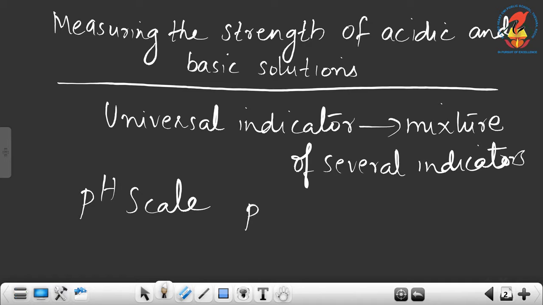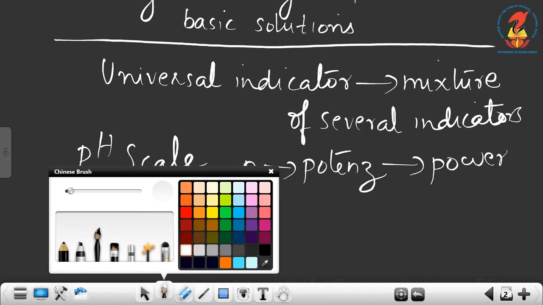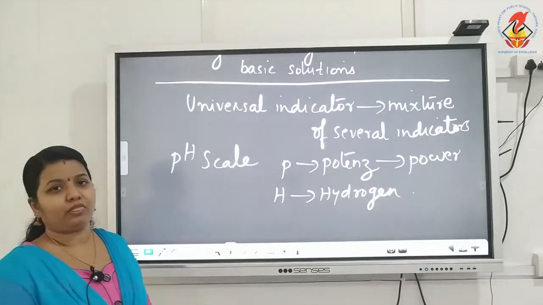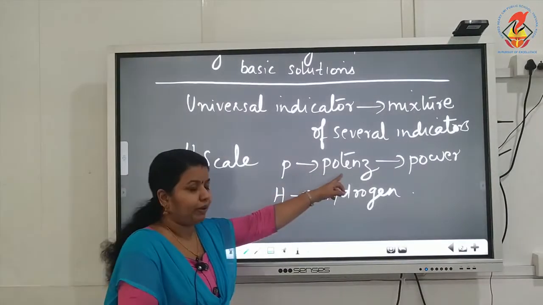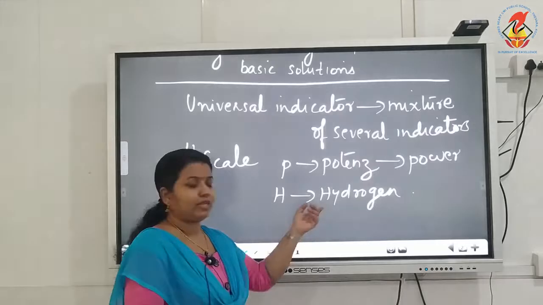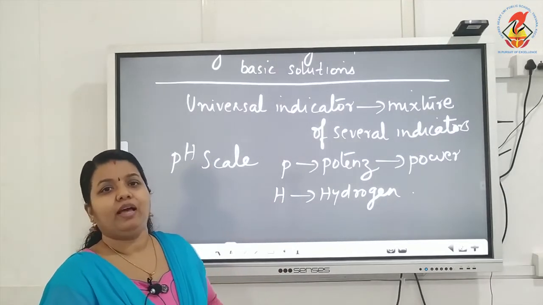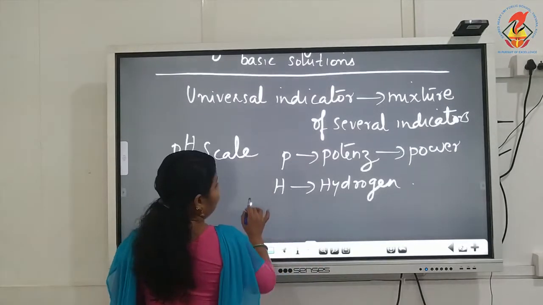where P stands for small p, this small letter p. P stands for a German word potenz, which means power, and H stands for hydrogen. So, measuring the strength of an acid or a base is done using a pH scale, where P stands for power and H stands for hydrogen. Actually, using this pH scale, we are measuring the concentration of hydrogen ions in a solution.